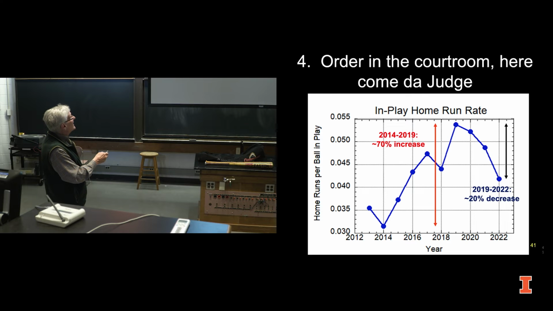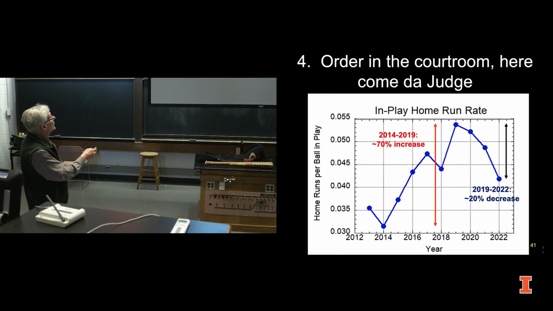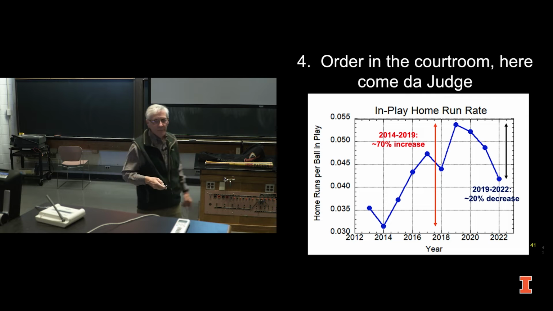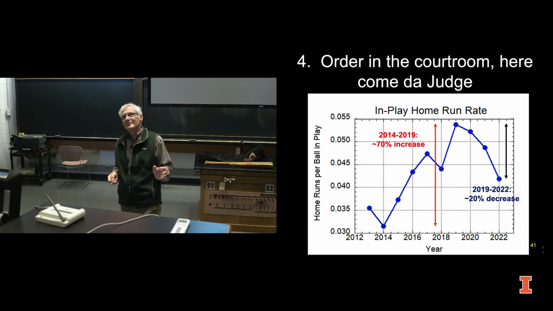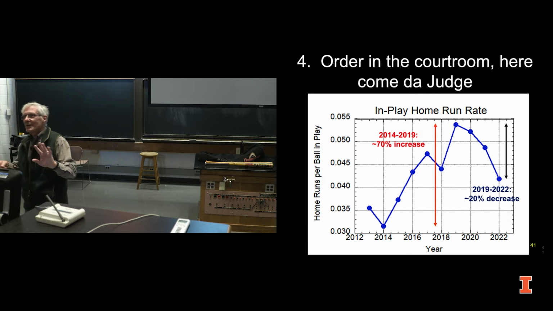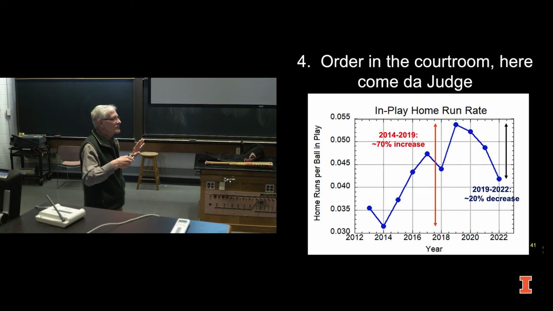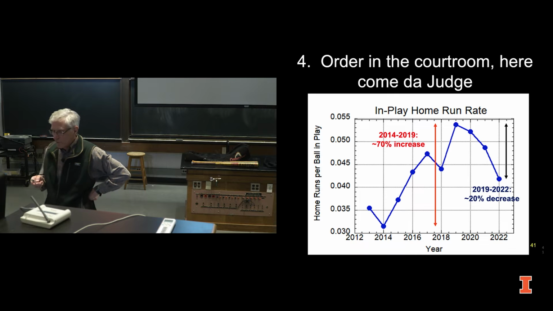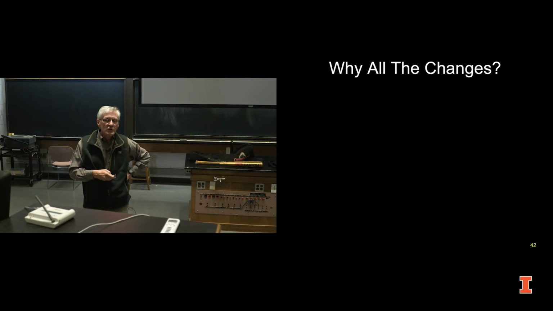But since 2019, there's been a significant decrease, about a 20% decrease. There was a 70% increase going from here to here, and about a 20% decrease since then. And the question is why? So MLB put together a committee to try to discover why. And I'm going to give you a little bit of analysis to show you what kind of things we learn. So why all the changes?